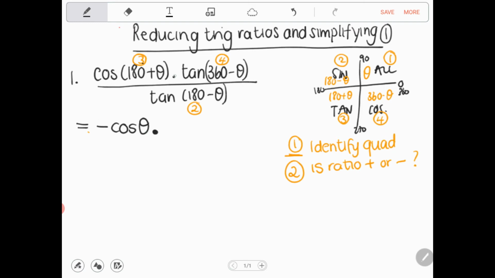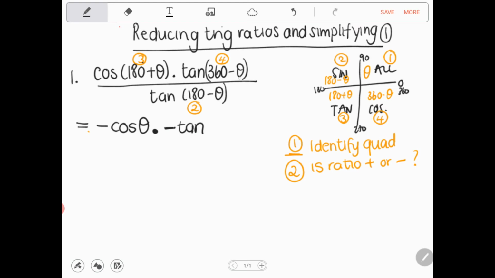Okay. And this is being multiplied by the next thing, tan in the fourth quadrant. If we look at the fourth quadrant, cos is positive, which means that tan is negative. And again, we write negative tan and we reduce it to the acute angle there, the theta.